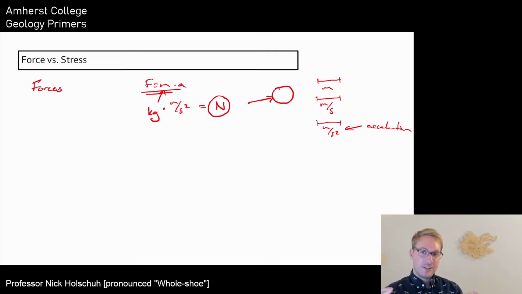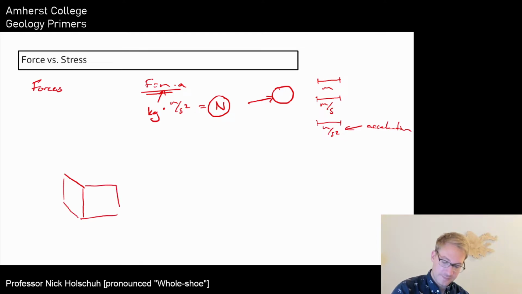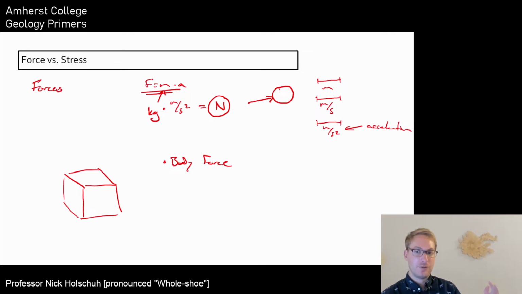Stress is an interesting reframing of the concept of force for these continuous materials. If we imagine that we have a block, maybe a block of ice, we can imagine two different types of forces that act on this block of ice. The first is something we call a body force. A body force acts everywhere within the object. For example, gravity is a body force. Gravity is pulling on every single individual component of this object.